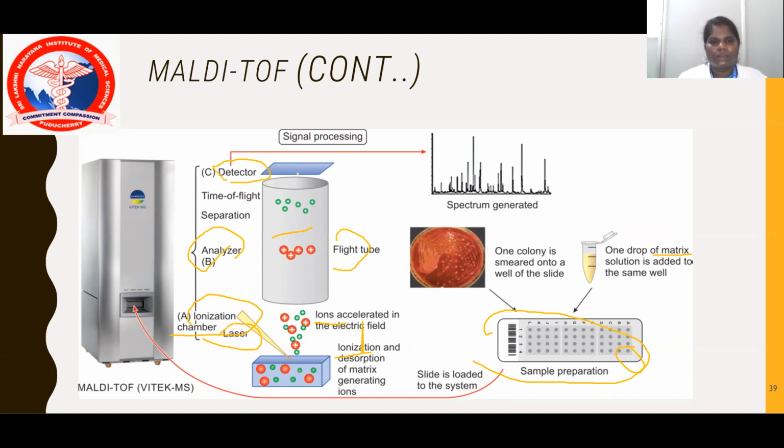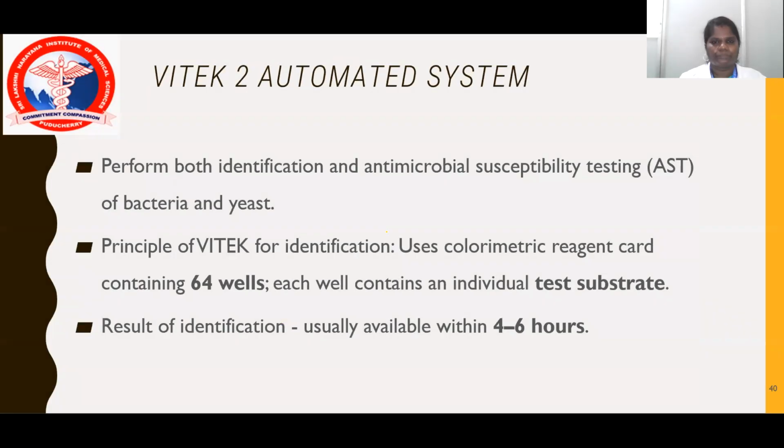So this signal is produced as a spectrum, and this spectrum can be detected. We already have a database. Based on the database, we can compare with the test organism. Like this, the Multitof works. This is important: we can get the result within 30 to 45 minutes. We are able to detect the organism that has grown in the sample.